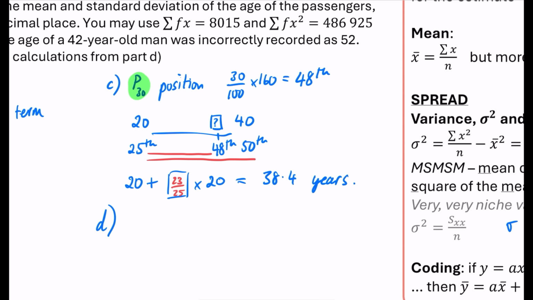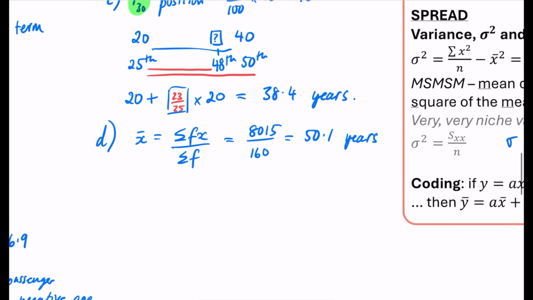So I'm going to use the information they've given us, the sum of fx. I think I might have said the sum of f of x, I didn't mean that, just the sum of fx. So the mean is the sum of fx divided by the sum of f. The sum of fx is 8,015, and we know the sum of the frequency is 160. So 8,015 divided by 160 is, to one decimal place, 50.1 years. So the average age is 50.1 years.